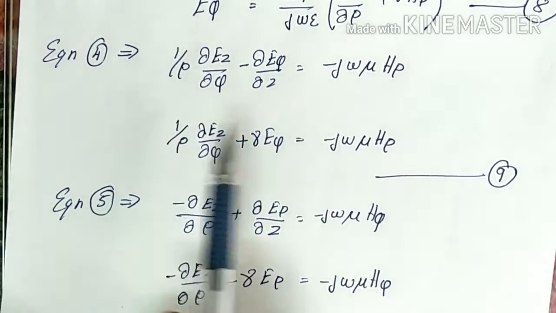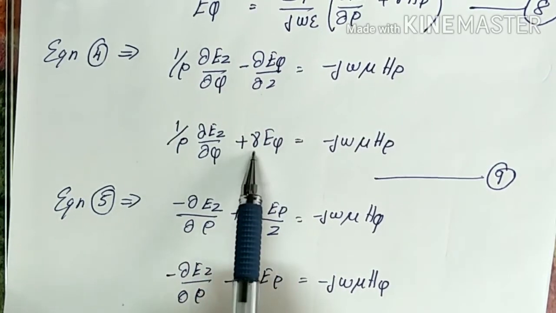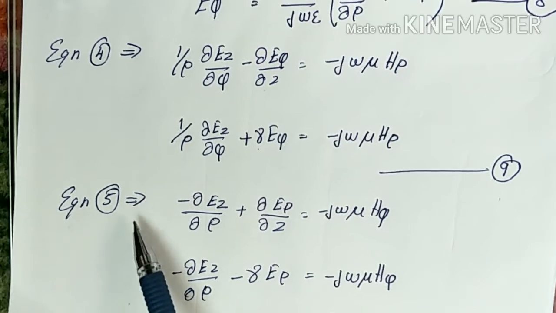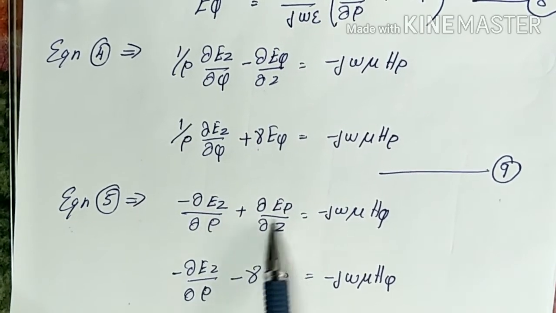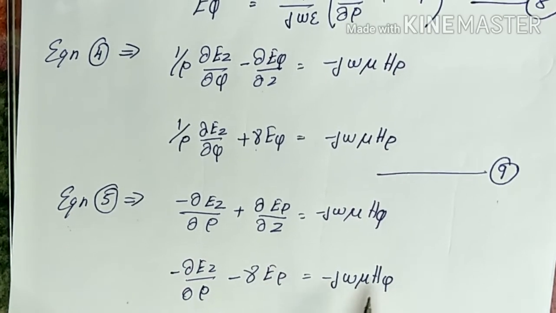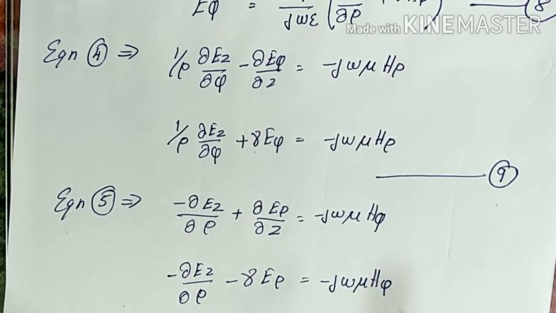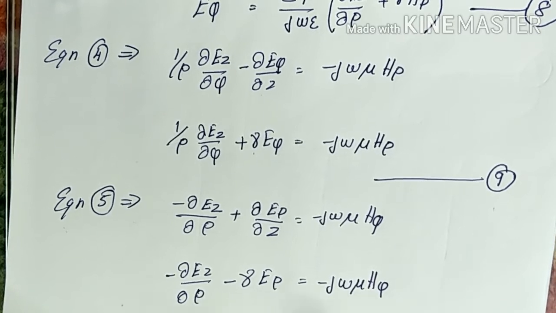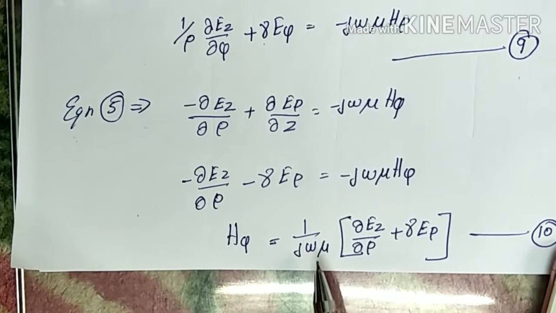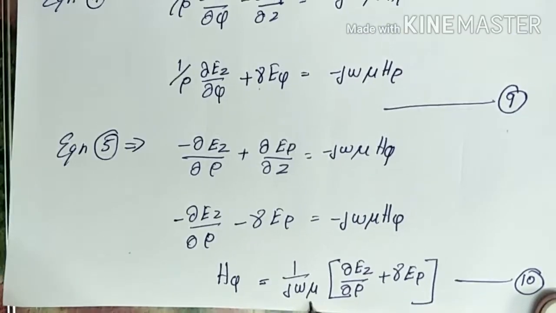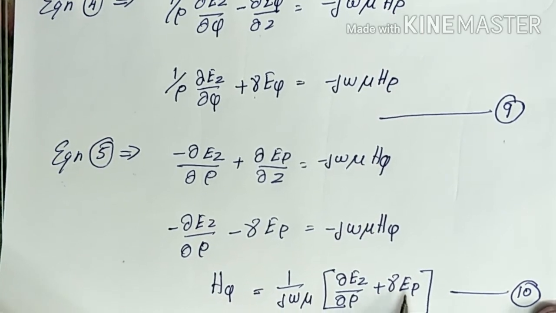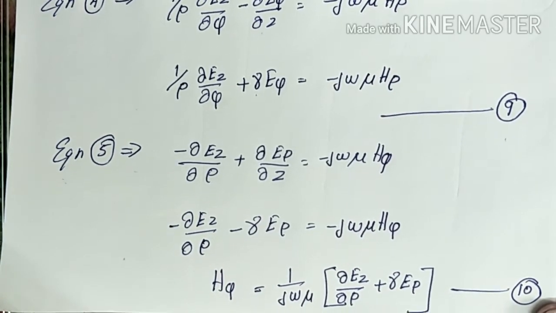Similarly, in equation 4, we have replaced dou by dou z by gamma. Take this as equation 9. Equation 5, dou by dou z by minus gamma. Minus is common everywhere. Cancel the minus. After that, find the value of h5. So you will get h5 is equal to 1 by j omega mu dou ez by dou rho plus gamma e rho. Take this as equation 10.